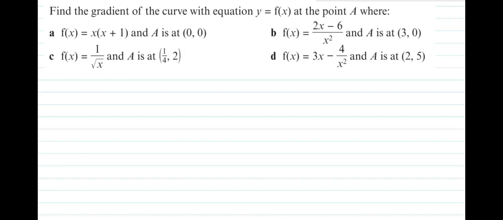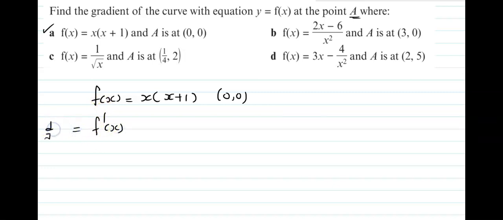If you see here, we need to find the gradient of the curve with the equation y equal to f(x) at the point A, where f(x) is this one and A is (0, 0). So I'm going to solve two problems from here. I'm going to solve problem A. Here, instead of y, it is given f(x) equal to x(x plus 1), and the point is given, (0, 0). So f(x), once you differentiate, we write f dash x. f dash x is nothing but d over dx of f(x).